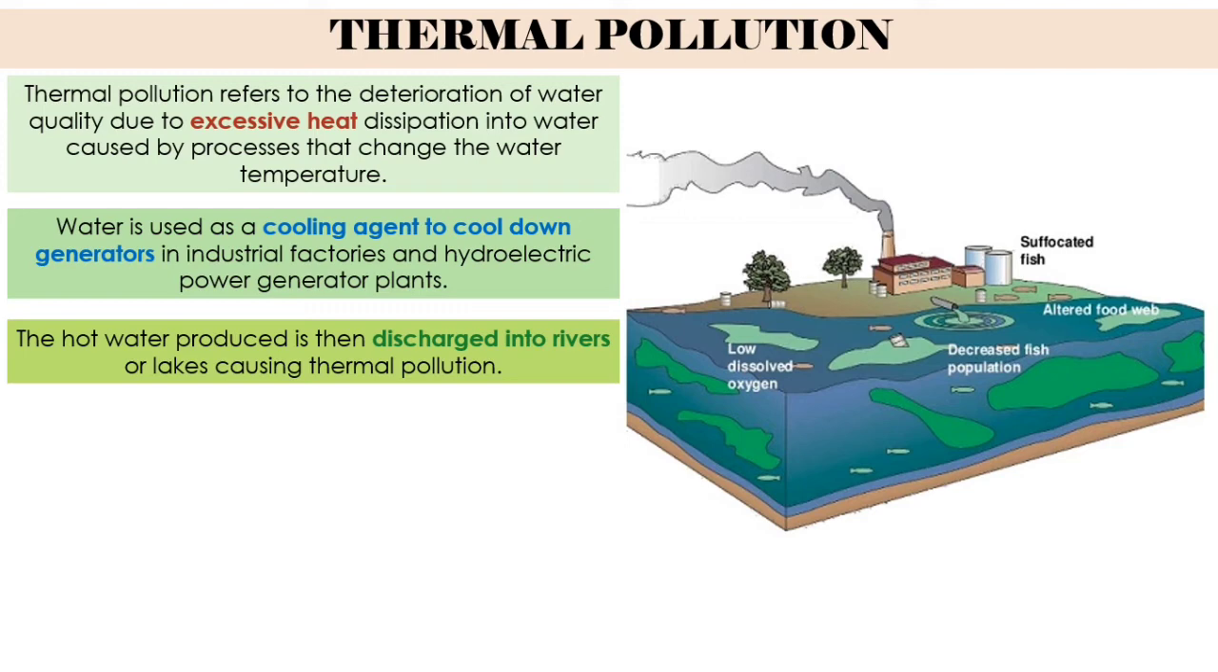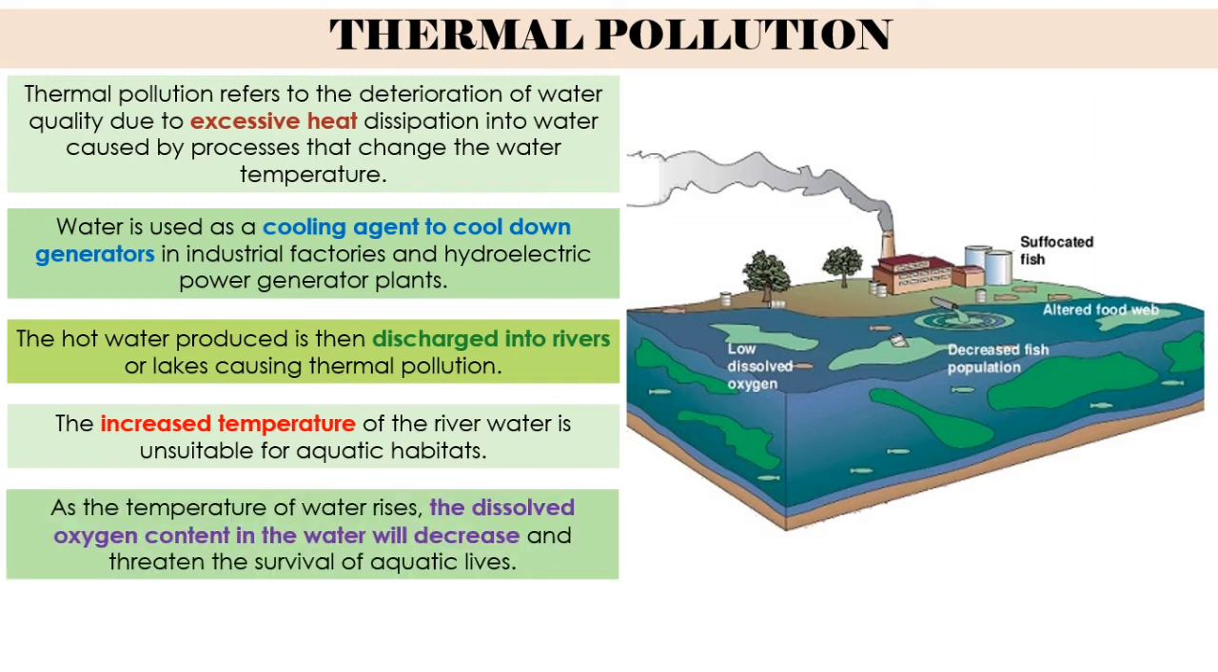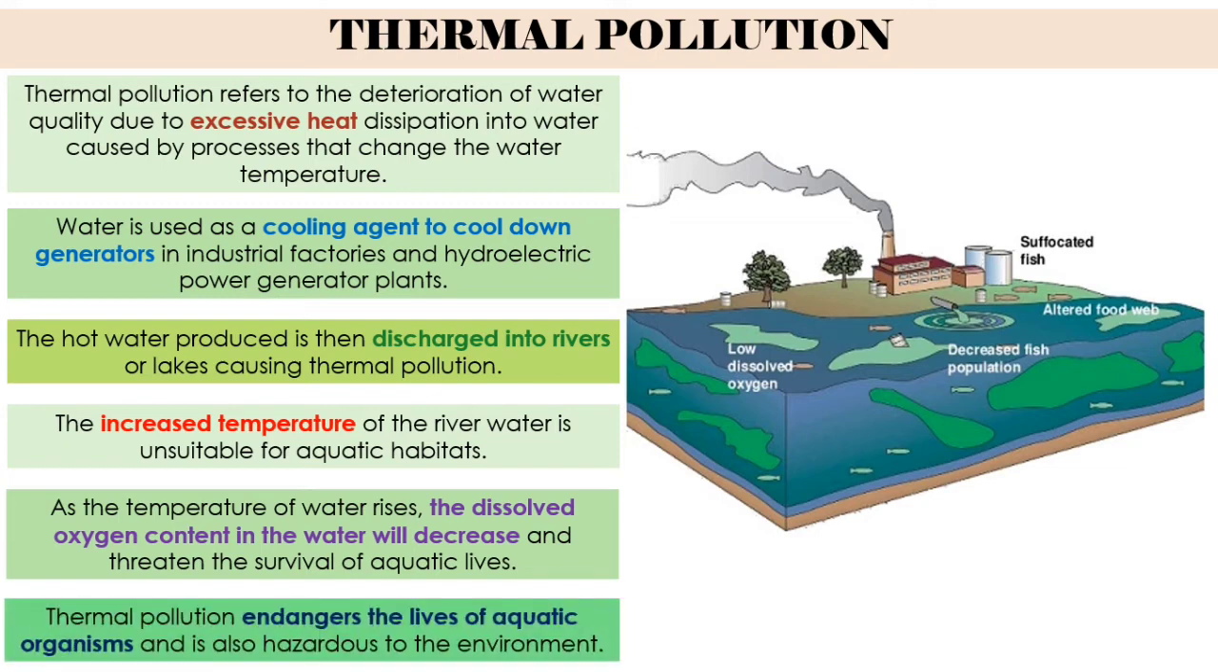The increased temperature of the river water is unsuitable for aquatic habitat. As the temperature of the water rises, the dissolved oxygen content in the water will decrease and threaten the survival of aquatic life. Thermal pollution endangers the life of environmental organisms and is also hazardous to the environment.